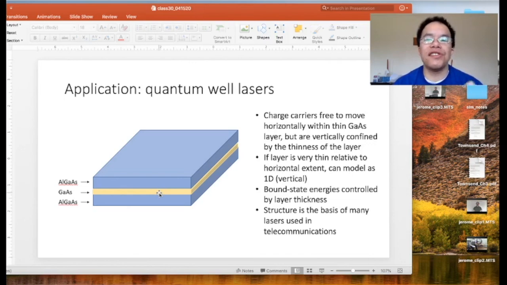So one of the reasons this is an interesting thing to consider is that this kind of semiconductor structure turns out to be the basis of many lasers that are used in telecom, and perhaps the kinds of lasers that are being used to transmit the signals that are allowing you to watch this.